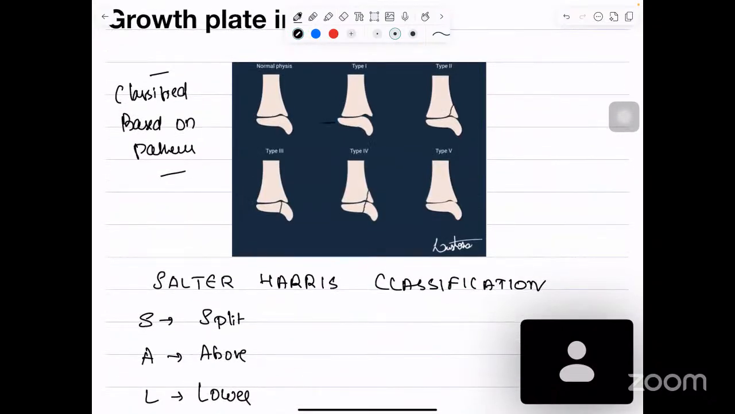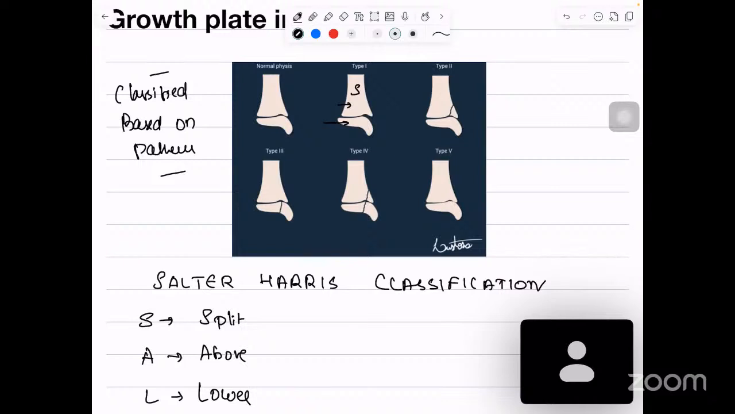This is the epiphysis, this is the metaphysis, the growth plate here. The metaphysis just moves away from the epiphysis without having any fracture. On the growth plate and hypertrophic layer alone there is a fracture, and it just moves away. Okay, this is the split.